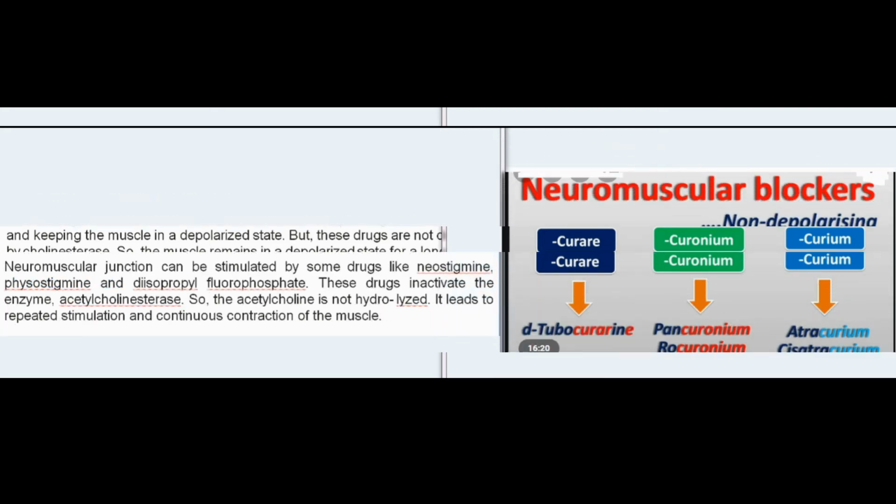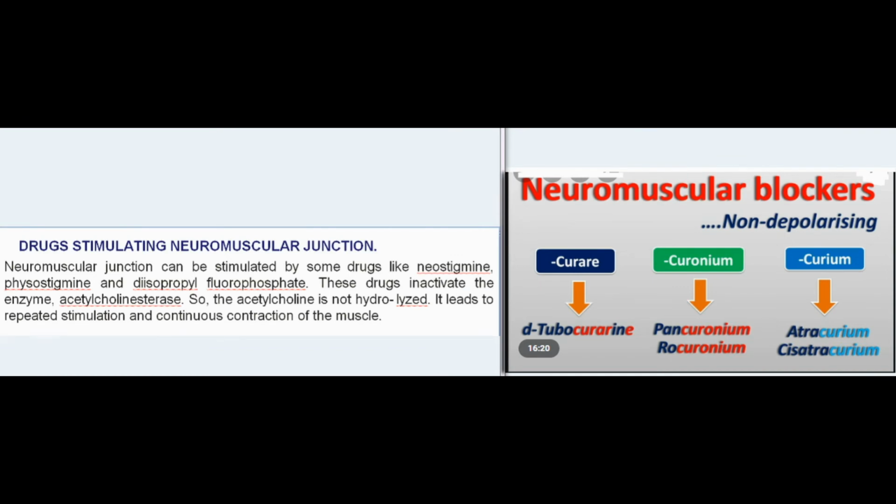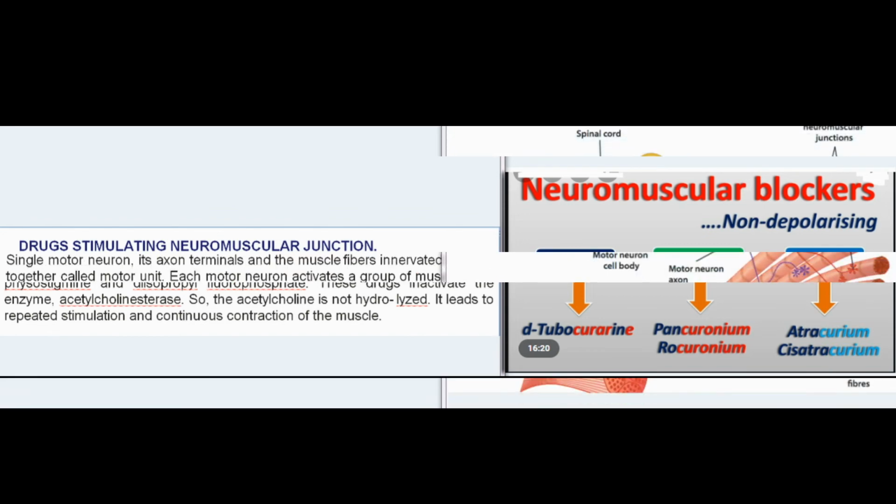Drugs stimulating neuromuscular junction. The neuromuscular junction can be stimulated by some drugs like neostigmine, physostigmine, and diisopropyl fluorophosphate. These drugs inactivate the enzyme acetylcholinesterase. So, the acetylcholine is not hydrolyzed. It leads to repeated stimulation and continuous contraction of the muscle.